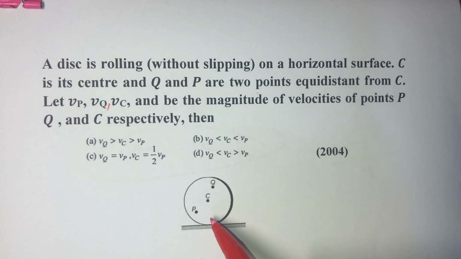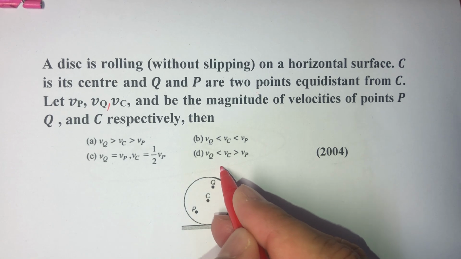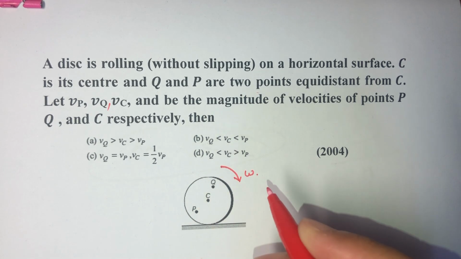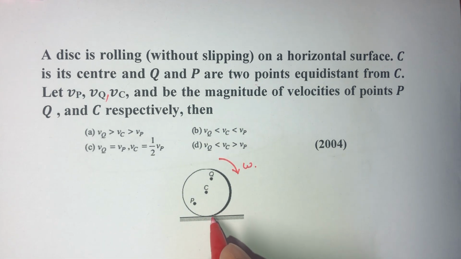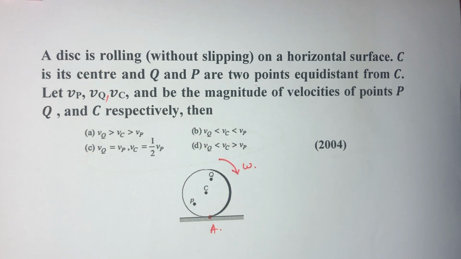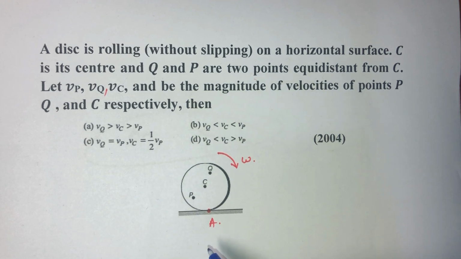So this is a disk which is rolling without slipping. Let us suppose it is rolling with the angular velocity of omega, and the point of contact of the disk, let us suppose that is called A. So we frequently use a relationship in which the center of mass velocity is related with the angular velocity in terms of the radius, and that is calculated based on this point of contact.